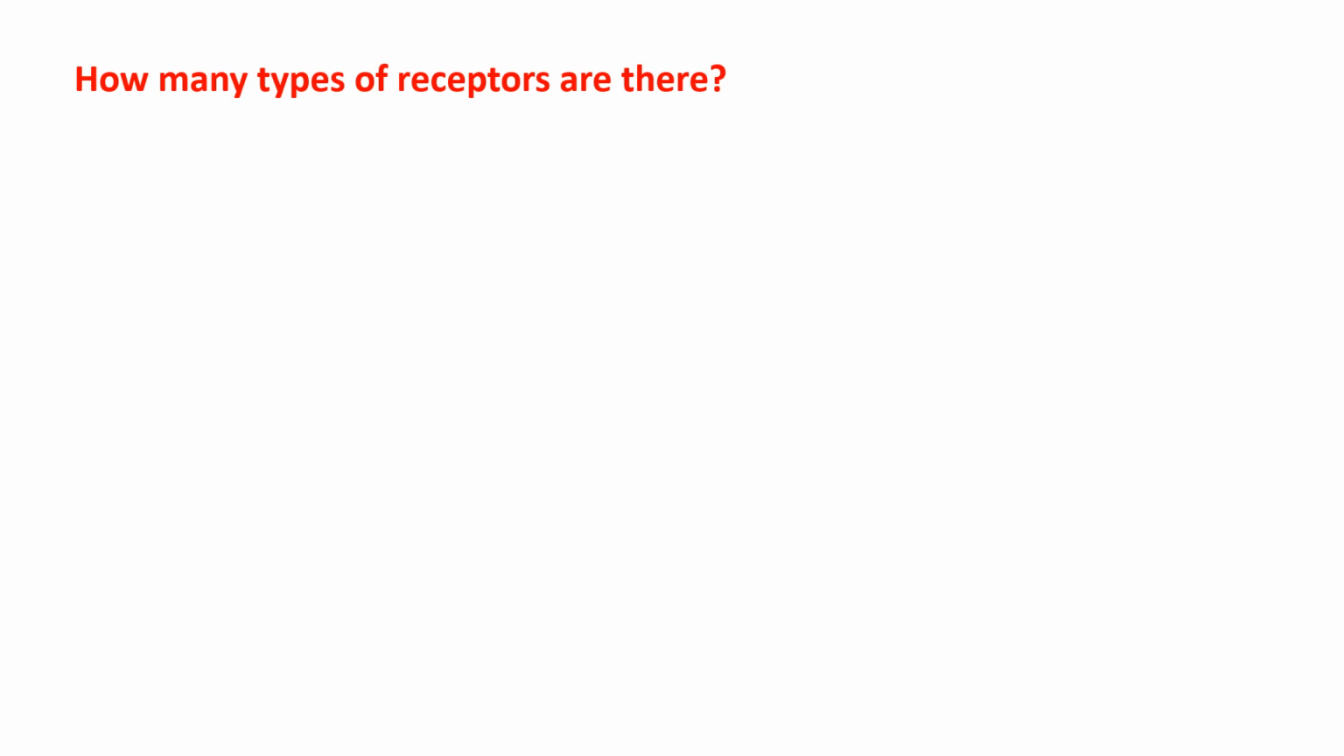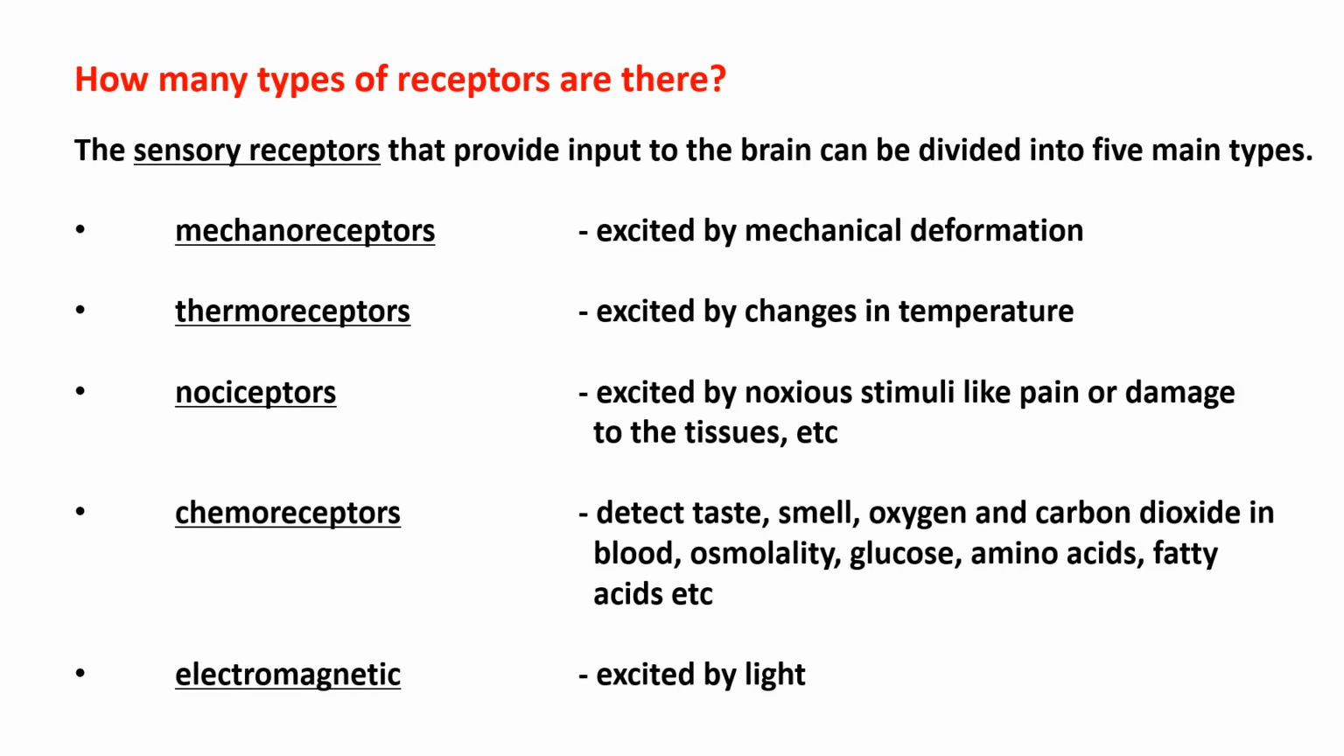How many types of receptors are there? Because we have various different types of sensations, it would mean that there are many different types of receptors. Now, the sensory receptors that provide input to the brain can be divided into 5 main types. You have the Mechanoreceptors, and these are usually excited by some mechanical pressure, mechanical deformation. All right, so these are Mechanoreceptors.